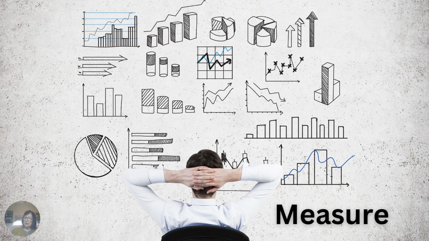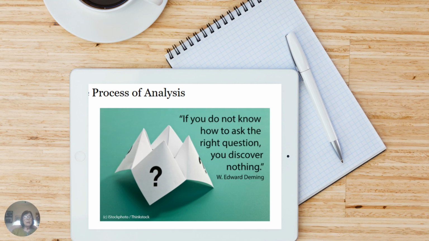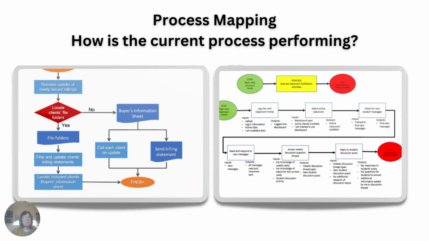Measure is the second letter in DMAIC, and this is where we have to say, okay, what is the actual qualitative and quantitative impact of our problem? There's a quote from Deming. It says, if you don't know how to ask the right question, you discover nothing. And this is very important. This is why scope is so important, because we could be asking questions that have nothing to do with our problem. And the next thing we know, we're going down a totally different path and our problem still exists.